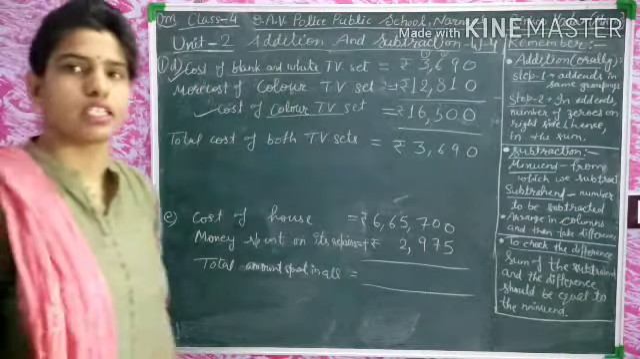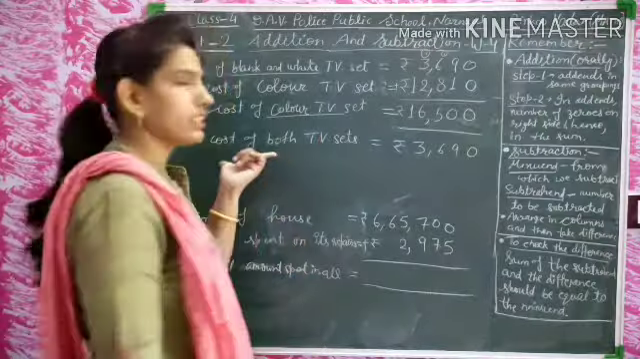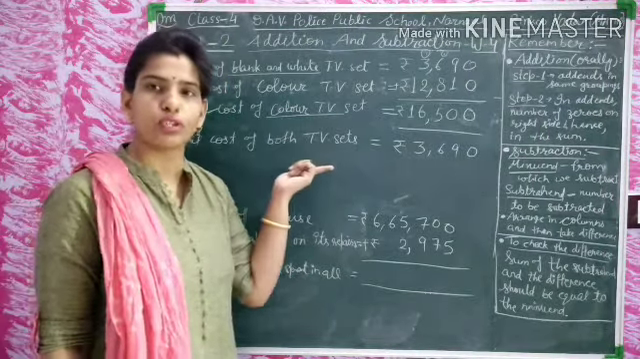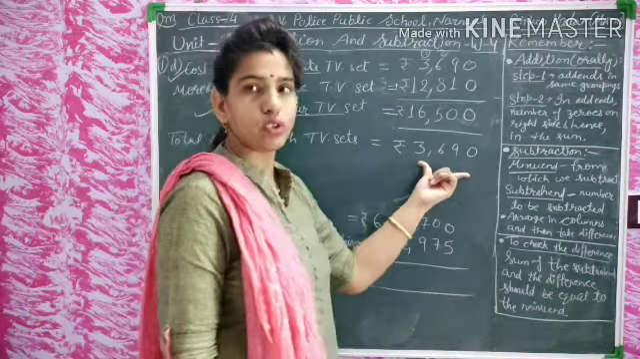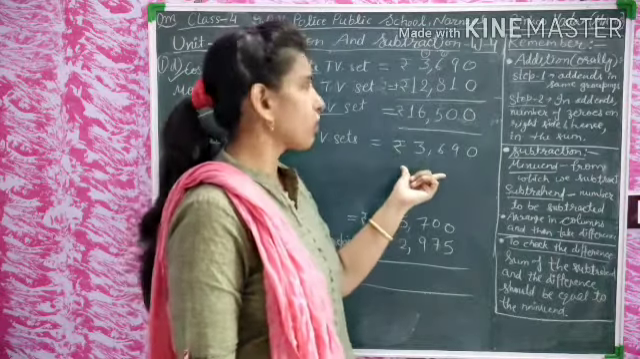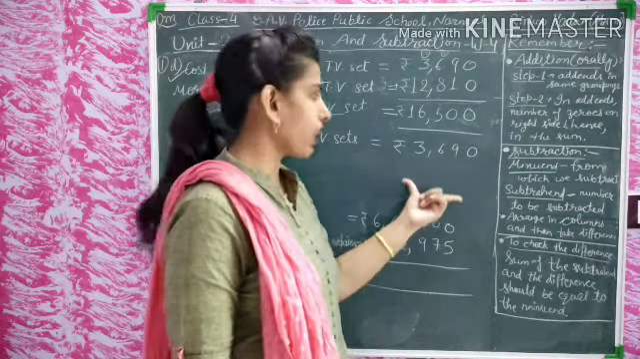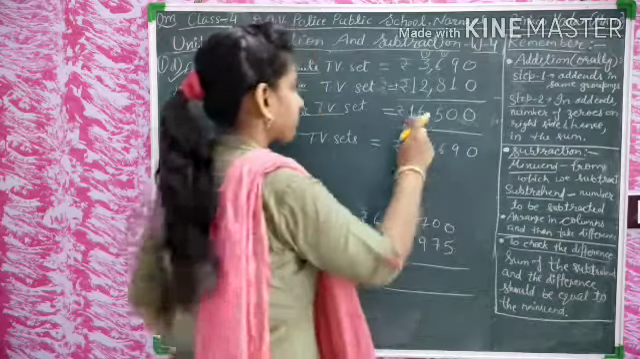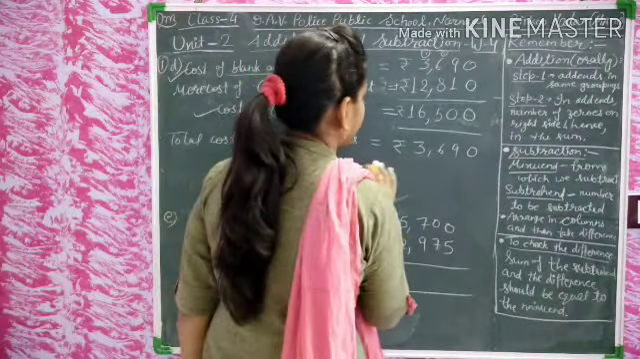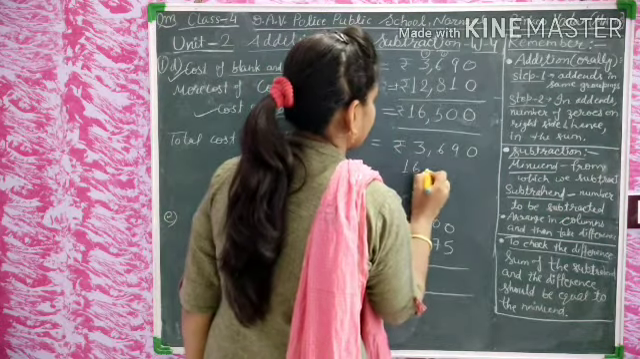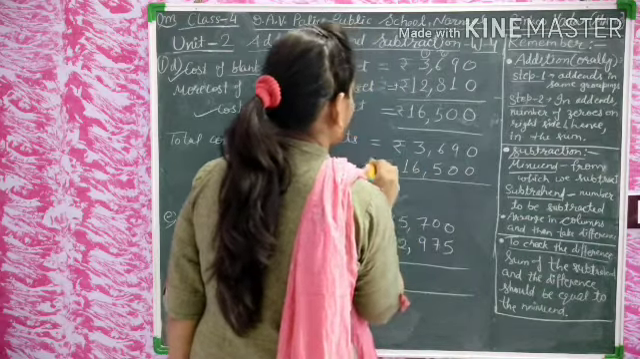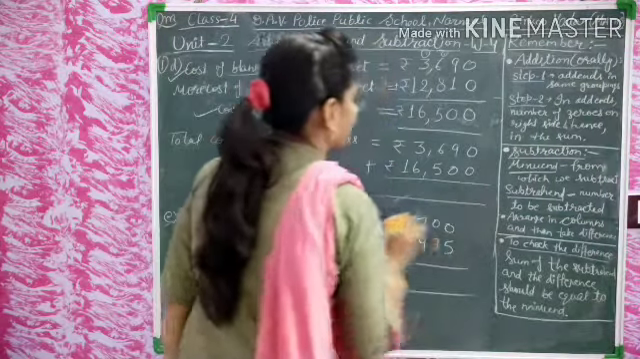Is it clear students? Now we have to find the cost of both the TV sets. The black and white TV cost is given here, and we have found the cost of the color TV set, 16,500. So we have to add both the costs here, and we will get the total cost.